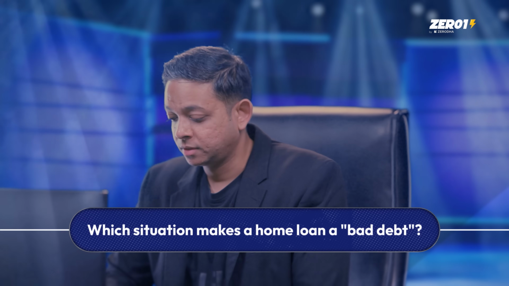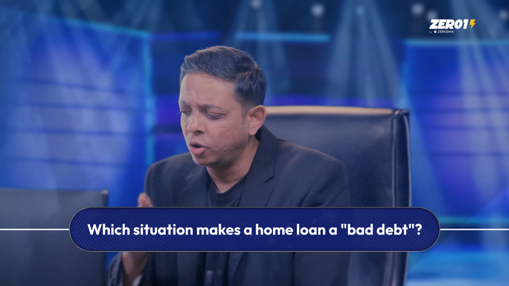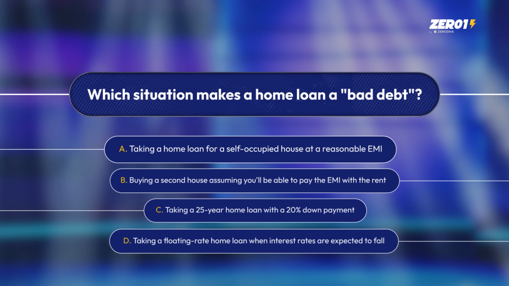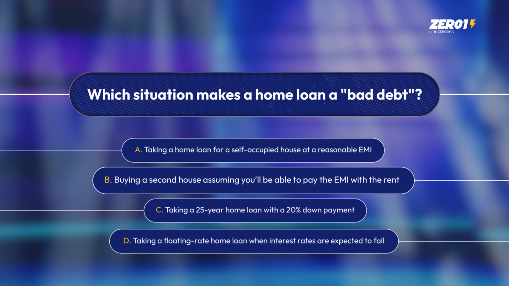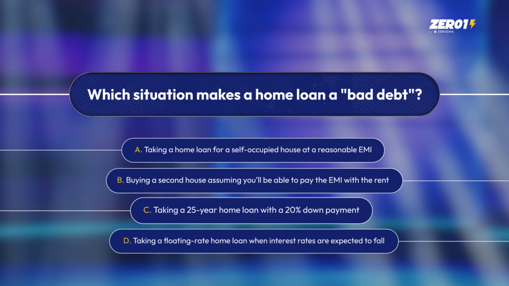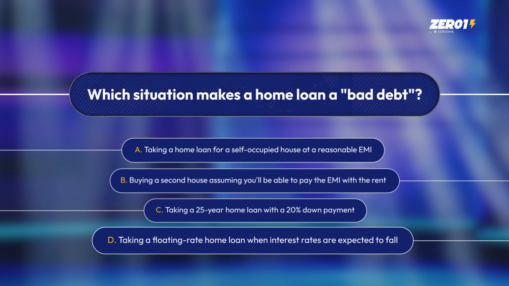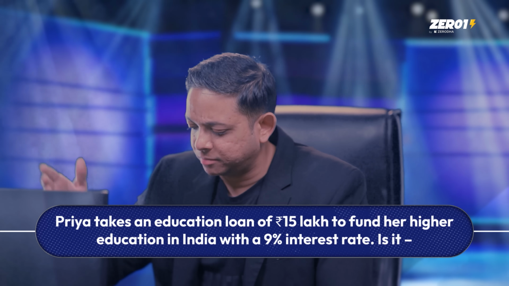Question number 2. What situation makes a home loan bad debt? A. Taking a home loan for a self-occupied house at a reasonable EMI. B. Buying a second house assuming you'll be able to pay the EMI with the rent. C. Taking a 25-year home loan with a 20% down payment. Or D. Taking a floating rate home loan when interest rates are expected to fall. So I would like to go with option number B. Should I lock it? Yes. Are you sure? 100%. Absolutely right. Very nice. Next question on your screen, question number 3.